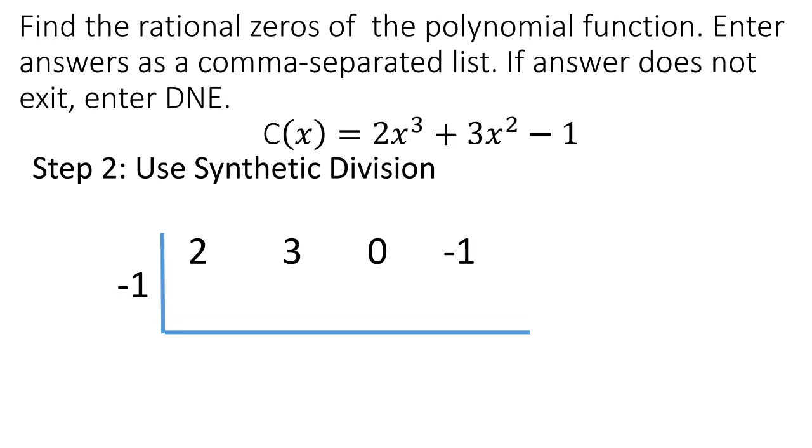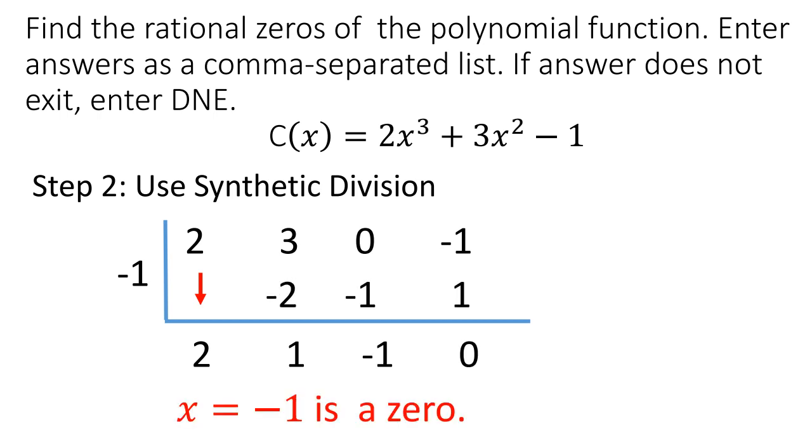All right, let's try -1. So we try -1. Yay, now we have a 0. So again, we found a 0. x equals -1 is a 0. Let's find the remaining 2 because we should have 2. This is a degree 3 polynomial. We should have 3 zeros.